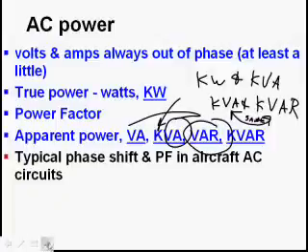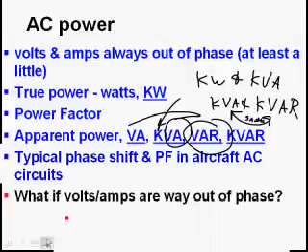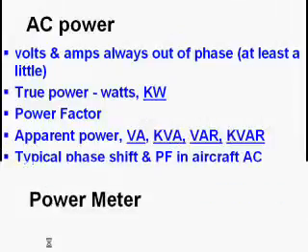And of course we cover the typical phase shift, and if the volts and amps are way out of phase, then we're going to have a power factor of less than 0.95. And of course, guess what? Because our frequency is going to be too high or too low, that's also going to make our components either not work well or they won't work at all.